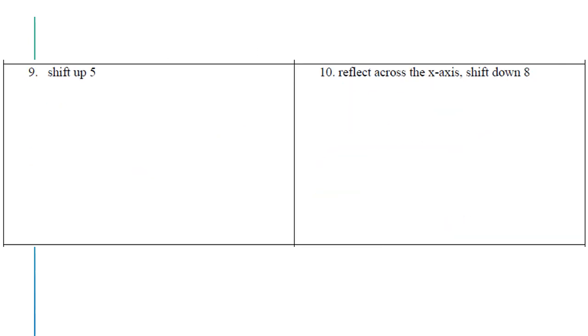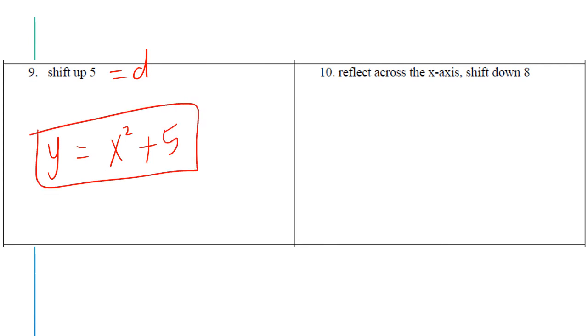Okay? So here on 9, we have shift up 5. All I'm doing is shifting up. That means that's just D. I'm not doing anything to x. I'm just taking the whole function and shifting it up 5. So y equals x squared plus 5. I want to reflect across the x-axis and shift down 8. Okay? So again, A has to be negative. Shift down 8 means that D has to equal -8. So we have y equals -x squared minus 8.